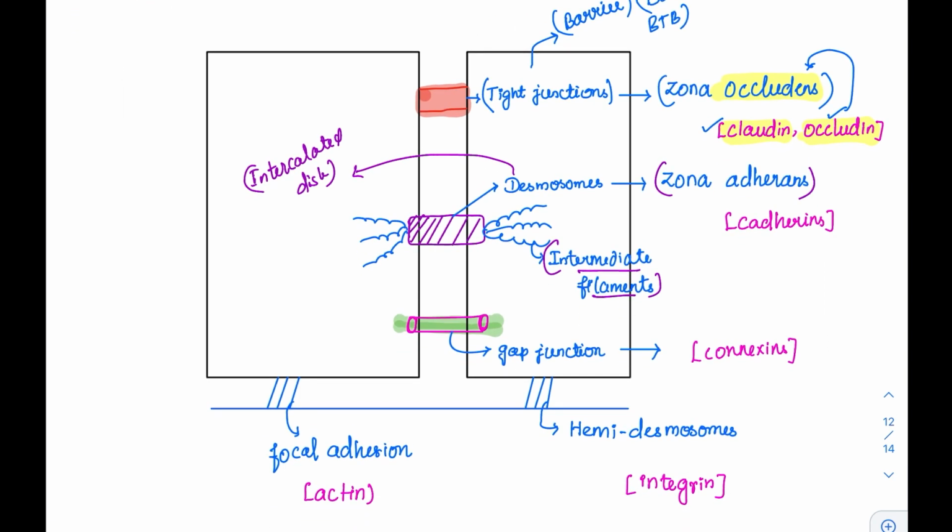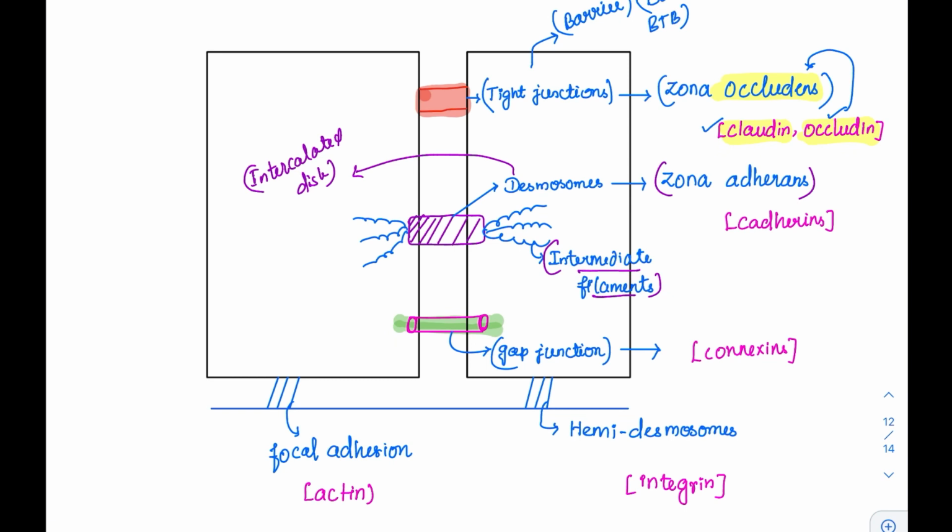Now comes the final group of cell to cell junctions, that is the gap junction. These gap junctions, if two cells are there, there are some gap junctions. They will connect the cytoplasm of one cell with that of the other cell. It's like both the cells are connected to each other.